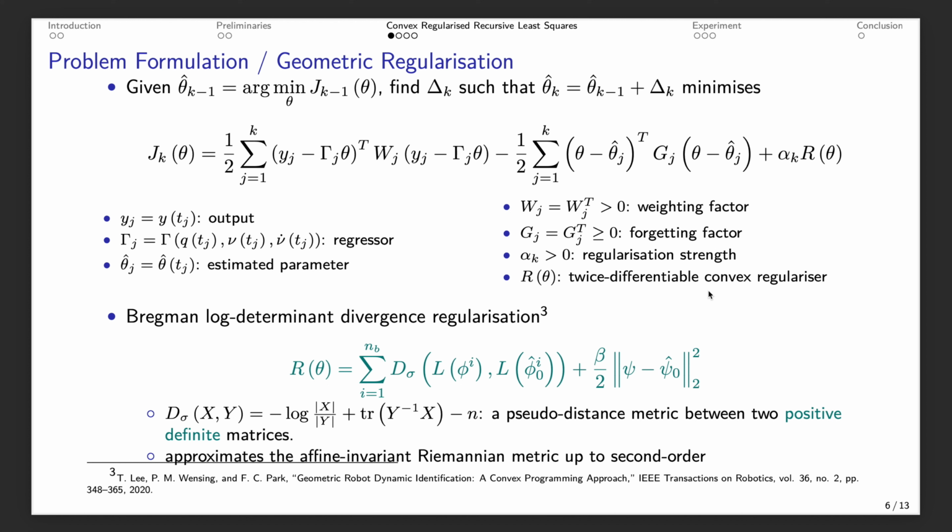First, we suppose that the optimal solution for the previous time step is available. Second, we represent the parameter for step k with the update delta k from the previous estimate. Then, our problem is to find this delta k that minimizes the weighted sum of fitting objective, an optional forgetting objective, and a twice differentiable convex regularizer. We choose the Bregman Log-Determinant divergence for the pseudo-inertia matrices as the regularizer, since it acts like a barrier function that keeps the pseudo-inertia matrix within the positive definite cone.